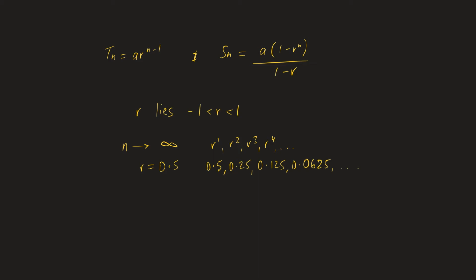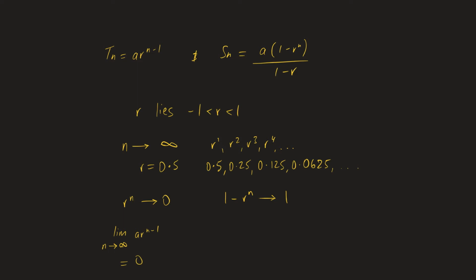So therefore, R to the power of n is going to approach 0, and 1 minus R to the power of n will approach 1. So both the nth term, Tn, and the sum of the n terms converge to a limit. What we were just saying there: the limit as n approaches infinity of AR^(n-1) is going to equal 0.